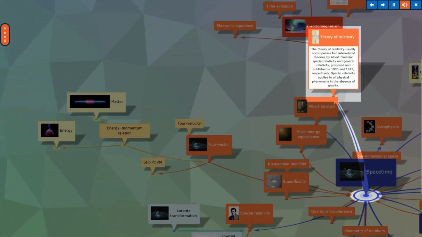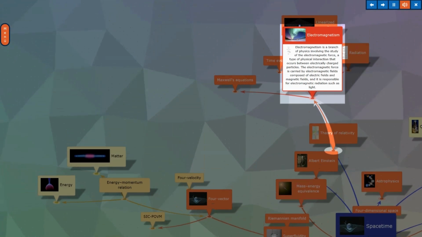Theory of relativity. The theory of relativity usually encompasses two interrelated theories by Albert Einstein, special relativity and general relativity, proposed and published in 1905 and 1915, respectively. Special relativity applies to all physical phenomena in the absence of gravity.